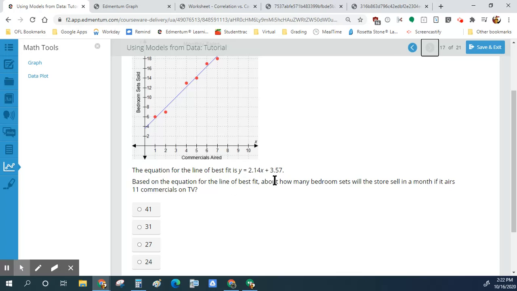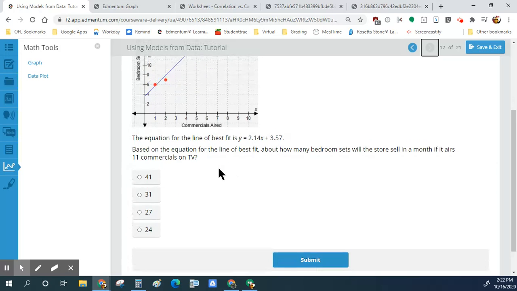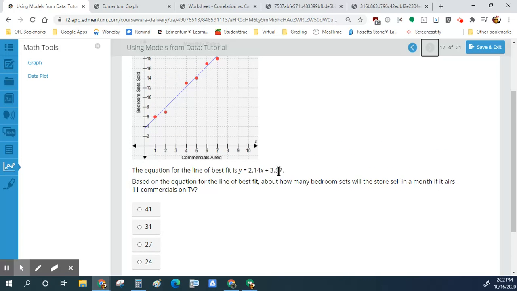So right here, X is the number of commercials airing, and Y is the bedroom sets sold. The more commercials they air, they probably want to sell more mattresses. Why pay for more commercials if they're not going to sell more bed sets? They're saying that it airs 11 commercials. Usually what I recommend, guys, is identifying your variables.